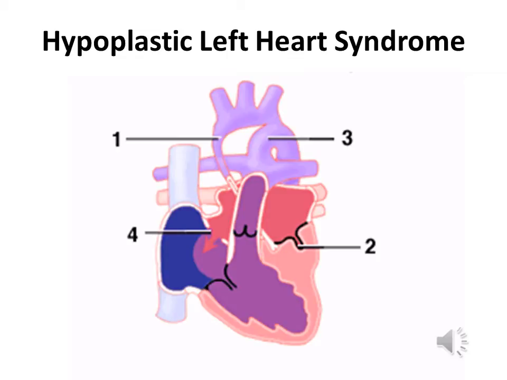1. The ascending aorta and aortic arch are hypoplastic. 2. The left ventricle is underdeveloped and is also hypoplastic. 3. There is a large patent ductus arteriosus, which supplies the only source of blood flow to the body.